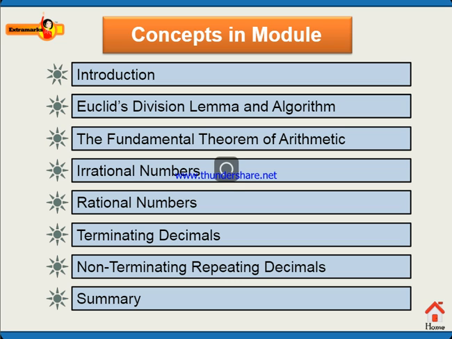In this module, at first we will introduce real numbers. Then we will discuss the following concepts. These concepts are Euclid's division lemma and algorithm, the fundamental theorem of arithmetic, irrational numbers, rational numbers, terminating decimals, non-terminating repeating decimals. And finally, at the end, we will summarize all the concepts discussed in this module.